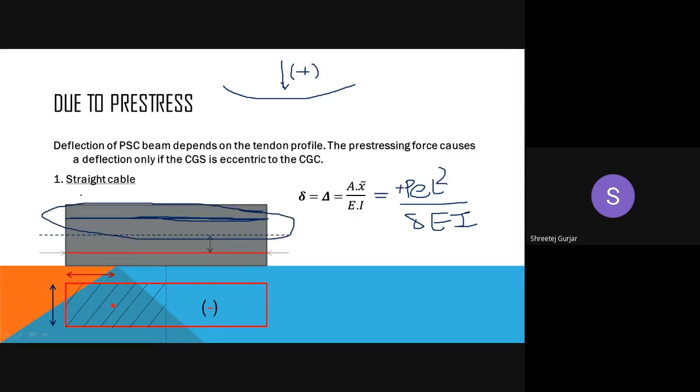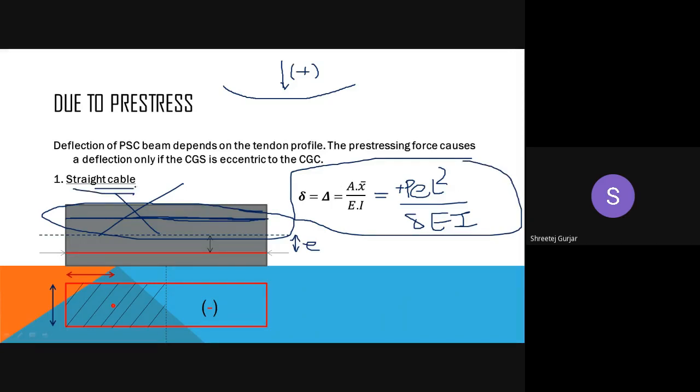But this will not be the case. Always your tendon will be below your neutral axis. So this is how you can calculate when you have a straight tendon. Now, next condition. Straight cable is the first case.